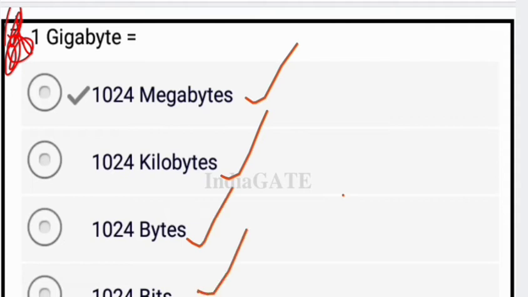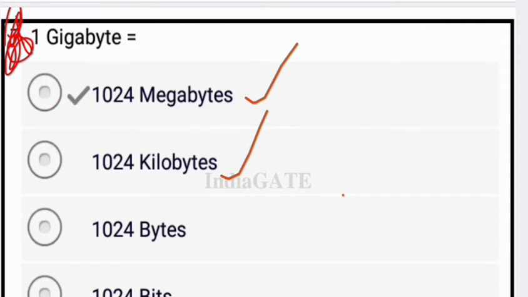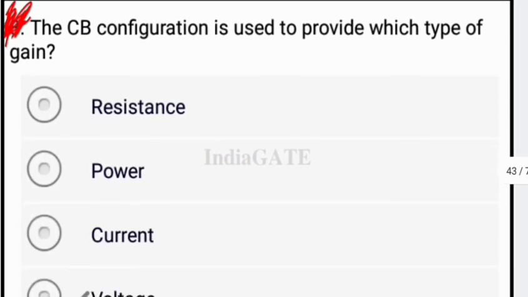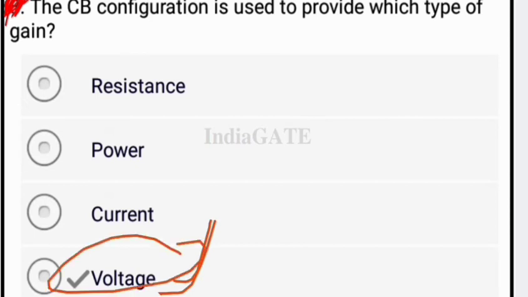So the correct answer for this is option first, that is 124 kilobyte megabyte. Okay, now come to the next question. The next question is defined as, the CB configuration is used to provide which type of gain? So the answer to this question is, the CB configuration is used to provide voltage type of gain. Okay, so the correct option is your fourth.